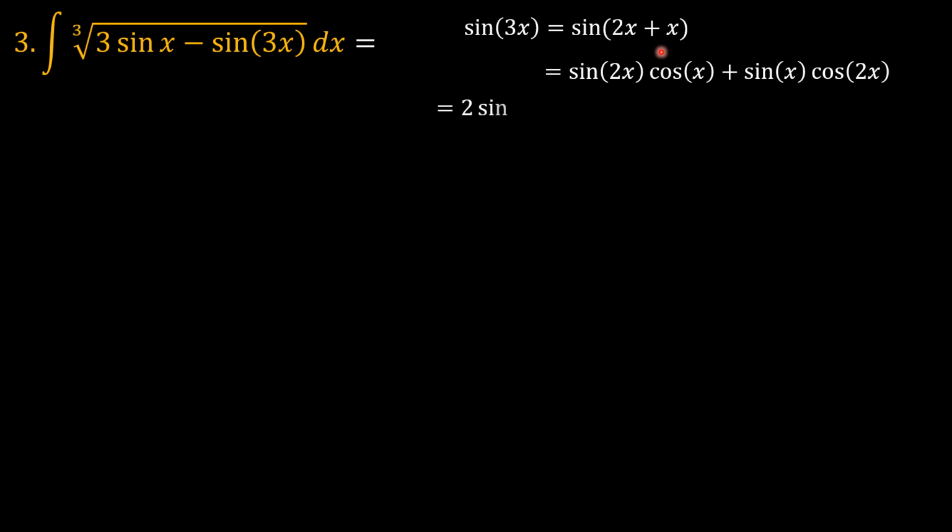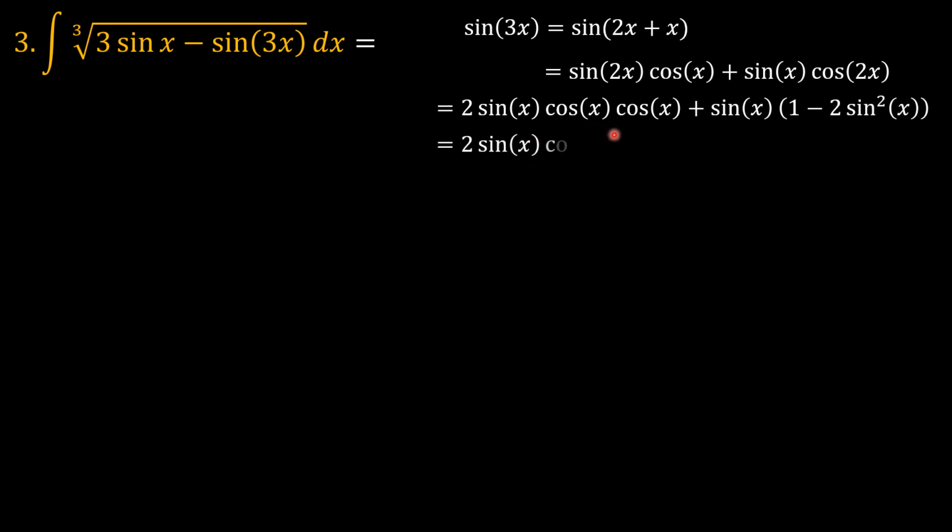sine 2x is the same as 2 sine x cosine x times the cosine x here plus sine x, and cosine 2x is the same as 1 minus 2 sine squared x. And so the cosine x here becomes cosine squared x, which is the same as 1 minus sine squared x. And here when I multiply through, I have sine x minus sine cubed x times sine 3x.